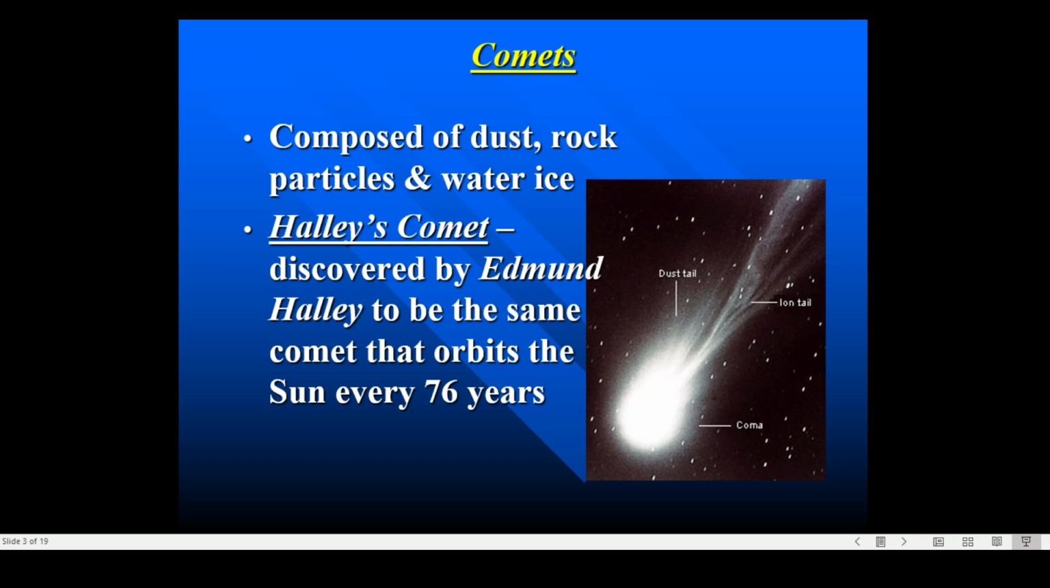So the most famous comet you've probably heard about is Halley's Comet, and it was discovered by astronomer Edmund Halley. And he was the person that kind of put forward the idea that, wait a second, this comet that I'm looking at now, I think it's the same comet that was here 76 years ago. And he was right, so he got a comet named after him.